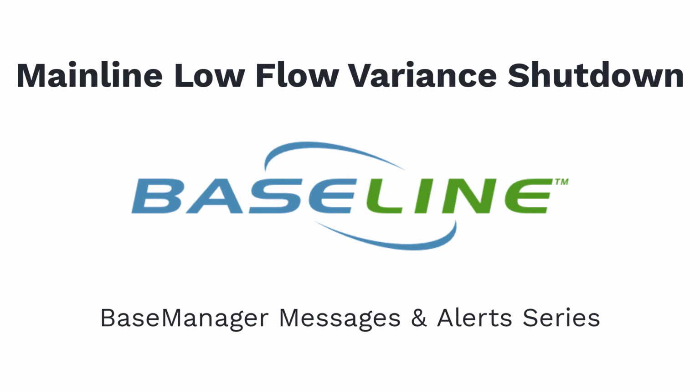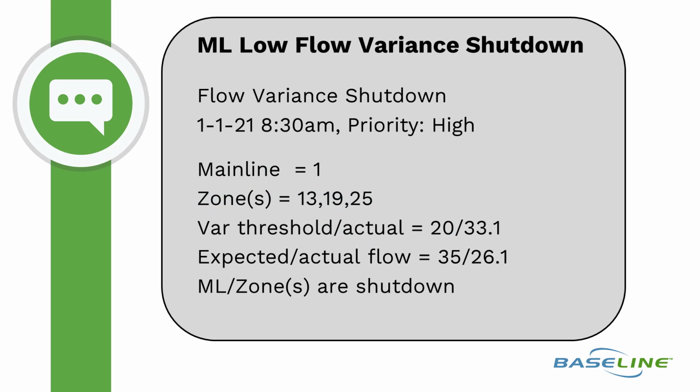Mainline low flow variance shutdown. The message reads Mainline low flow variance shutdown, January 1st, 2021 at 8:30 a.m. Priority high. Mainline equals 1, zones equals 13, 19, 25. Variance threshold versus actual equals 20 versus 33.1. Expected versus actual flow equals 35 versus 26.1. Mainline zones are shut down.